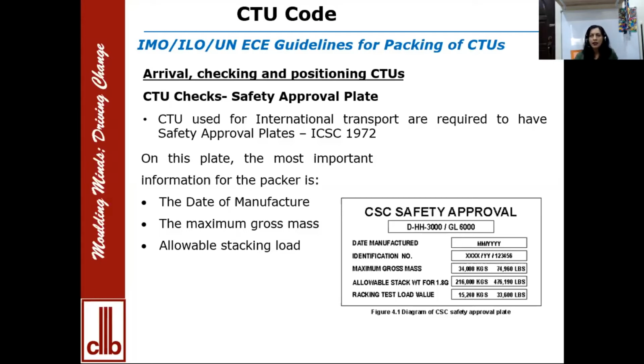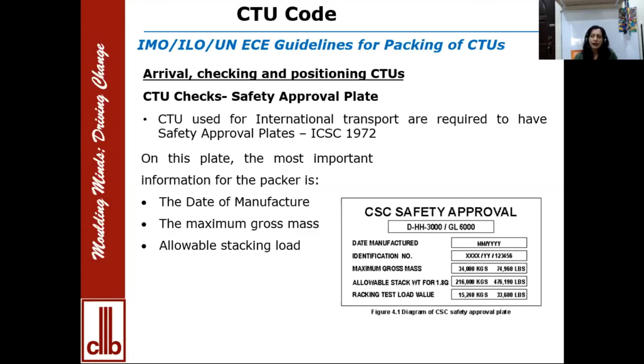Secondly, by citing the safety approval plate, you are able to identify the age of the unit. How old is that container? Because certain cargoes want newer containers, right? It will indicate to you also what is the maximum net and gross weight that the container can take. And one of the most important things is the inspection.